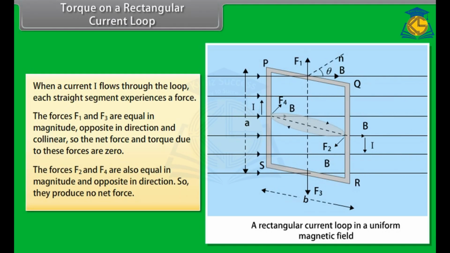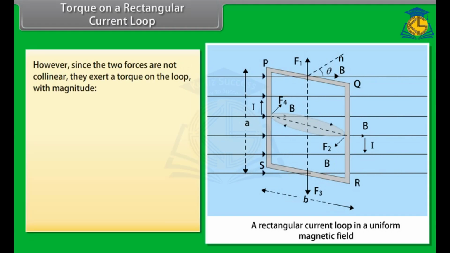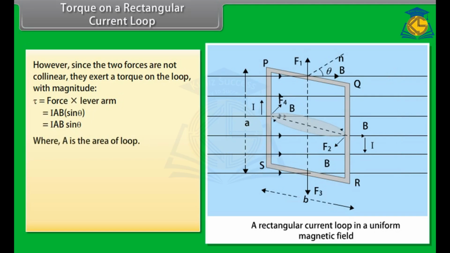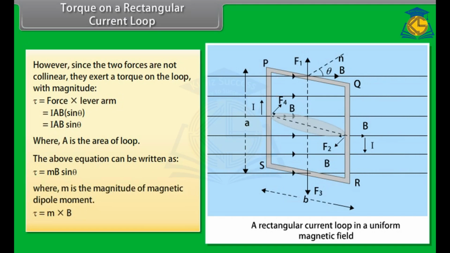The forces F2 and F4 are also equal in magnitude and opposite in direction, so they produce no net force. However, since the two forces are not collinear, they exert a torque on the loop, with magnitude equal to the product of force and lever arm, which is equal to IAB sin theta, where A is the area of the loop. The above equation can be written as tau is equal to mB sin theta, where m is the magnitude of magnetic dipole moment. Tau is equal to the cross product of m and B.